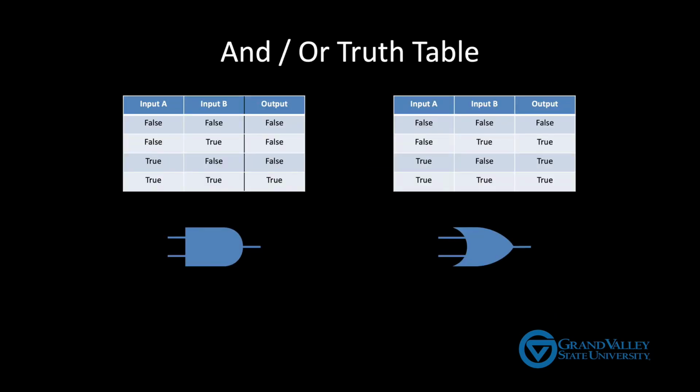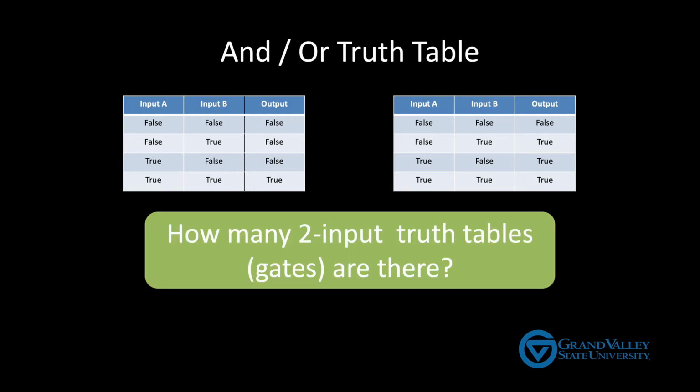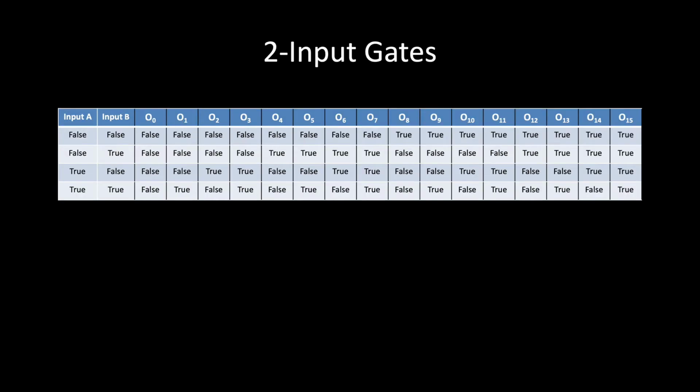a truth table. So given that gates are defined by truth tables, in theory, each unique truth table can potentially be a different gate. So in that case, how many different two-input gates are there? Think about it for a minute and see what you come up with. It turns out that there are 16 different truth tables.